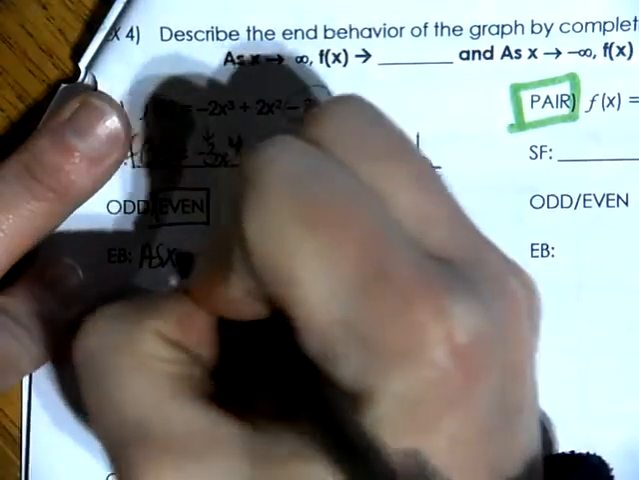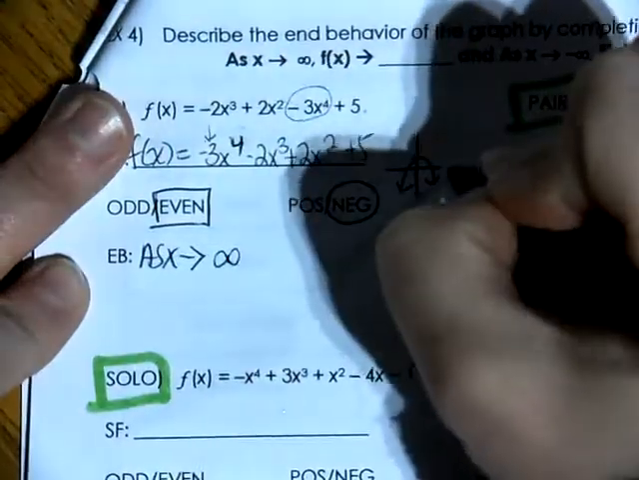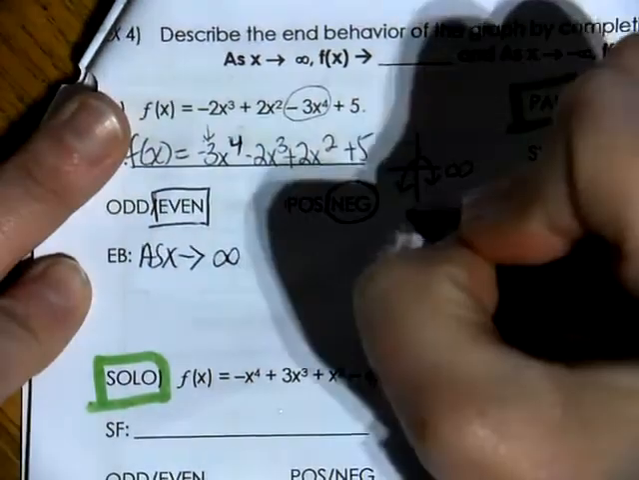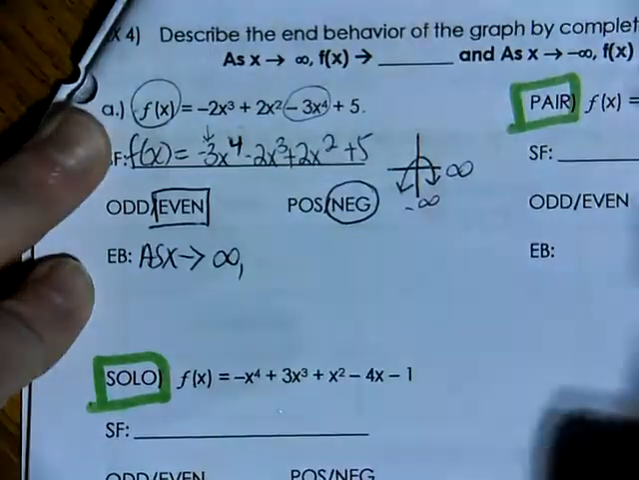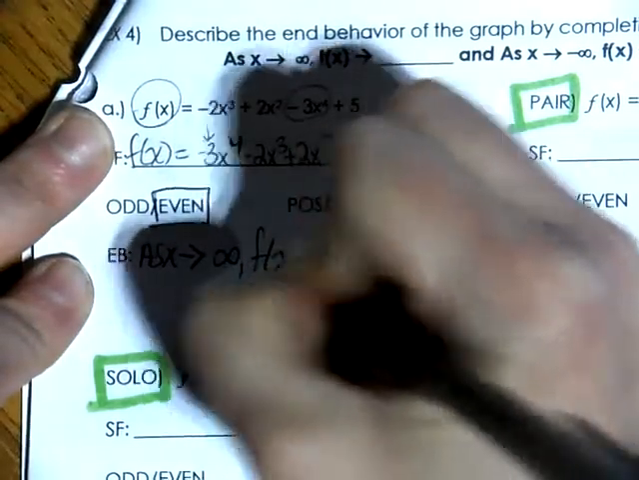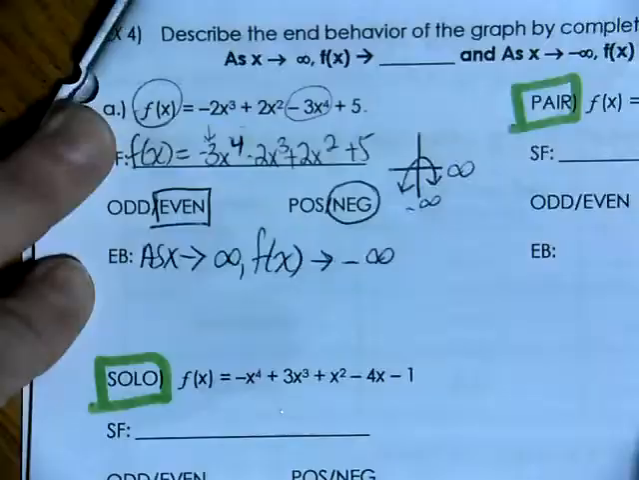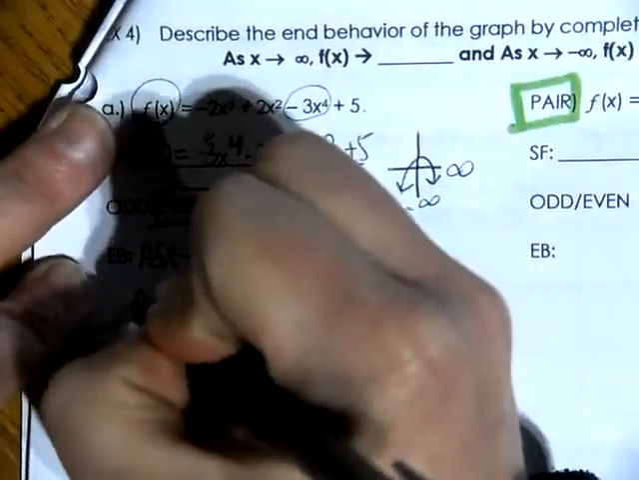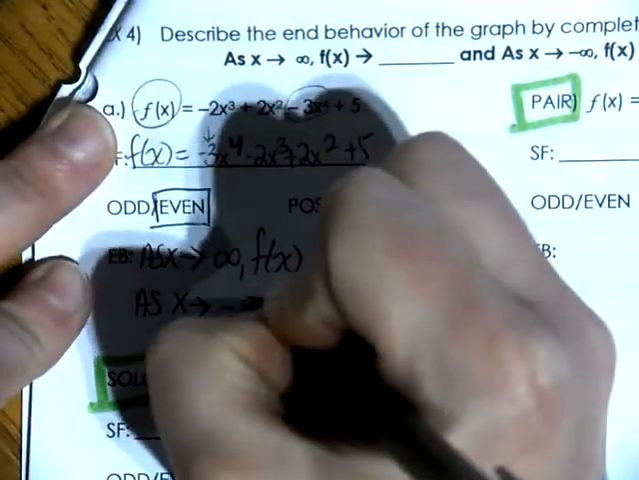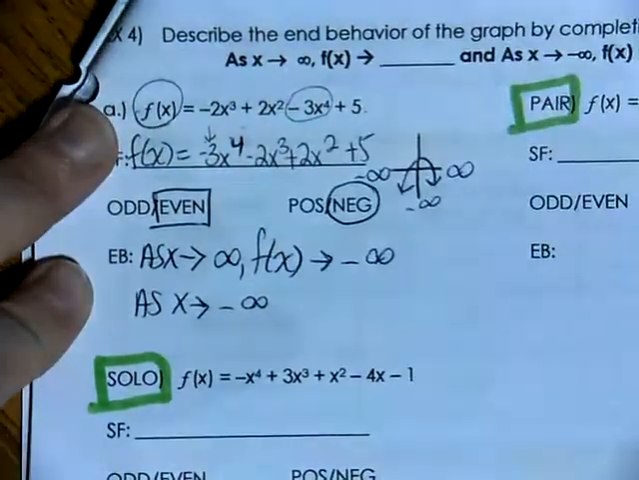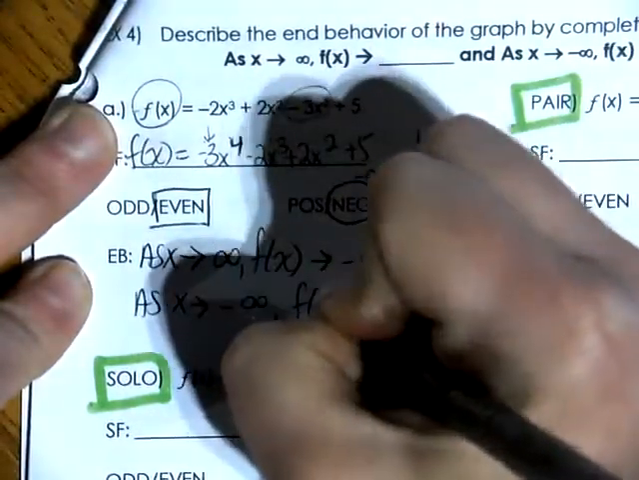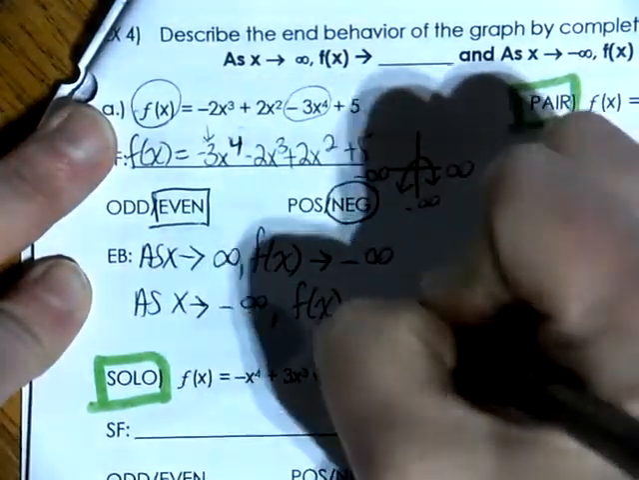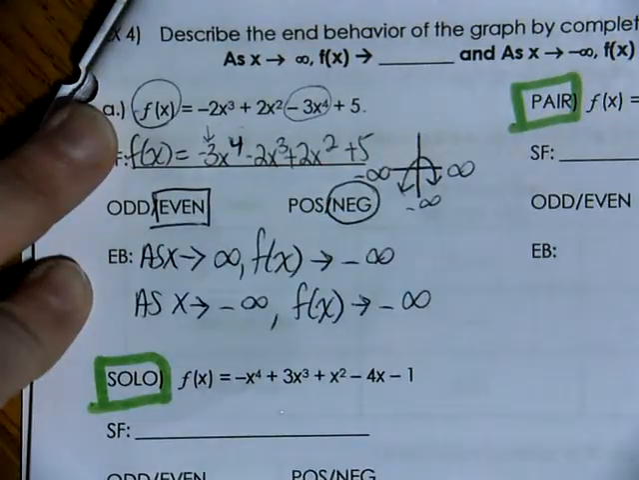So as x approaches positive infinity, that's looking to the right of the graph, we have an arrow that is pointing down. So this function is called f of x. So I'm going to say f of x approaches negative infinity. And as x approaches negative infinity, that's looking at the left side of the graph, we also have an arrow pointing down. So we would say that f of x approaches negative infinity.